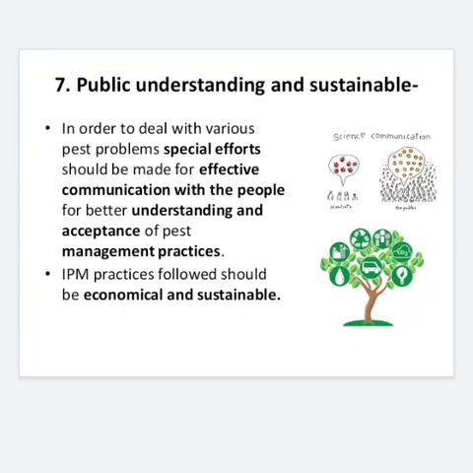The last one is public understanding and sustainability. Regarding public understanding, if we look at the diagram, from the scientist's point of view something looks like an apple, for example, but from the people's point of view it may be an orange or anything else rather than an apple. That is the difference between the two. Therefore, to bridge the gap between scientist and farmer, there should be proper communication, understanding and acceptance regarding the management practices, or regarding IPM.